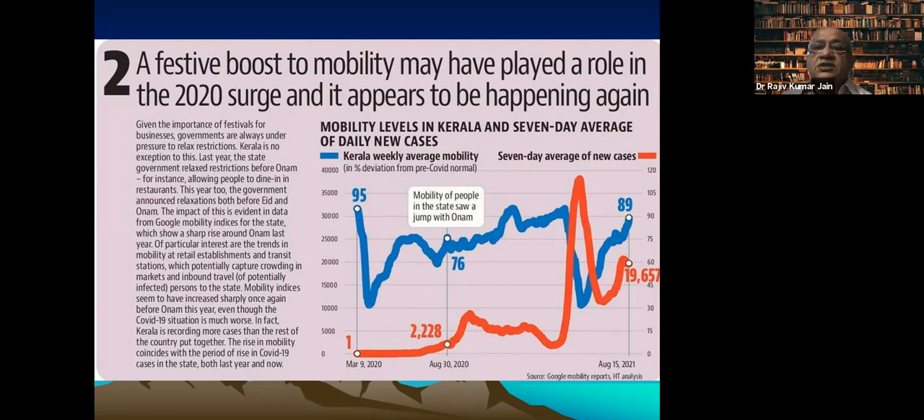Mobility indices seem to have increased sharply once again before Onam this year, even though the COVID-19 situation is much worse. In fact, Kerala is recording more cases than the rest of the country put together. The rise in mobility coincides with the period of rise in COVID-19 cases in the state, both last year and now.